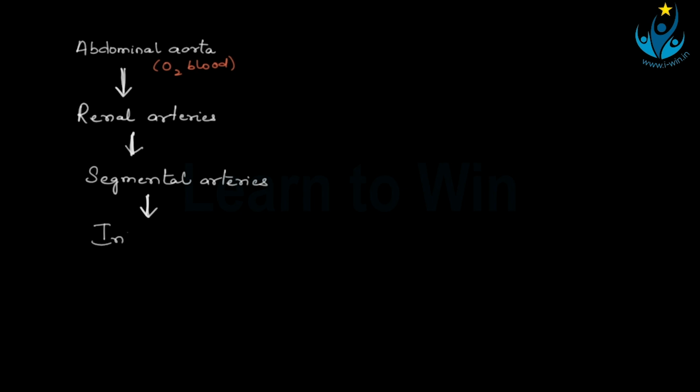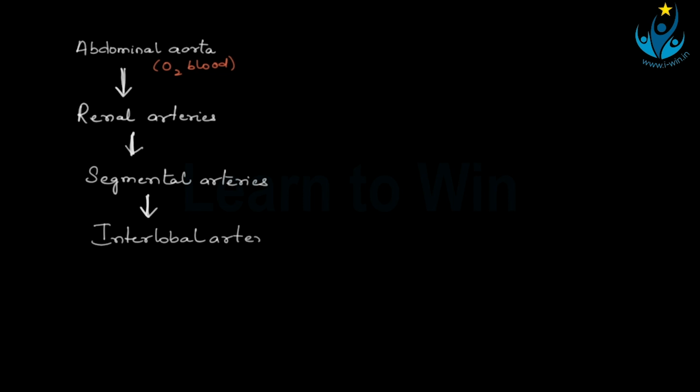Now, this abdominal aorta will branch into two renal arteries, the left renal artery and the right renal artery, which will enter into the kidneys. Inside each kidney, the renal artery branches into segmental arteries. The segmental arteries will be further branching into smaller interlobar arteries.